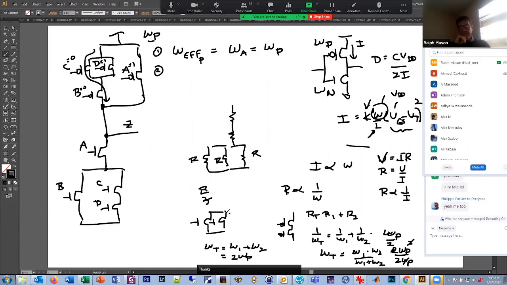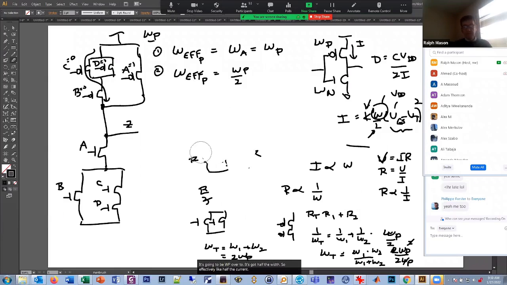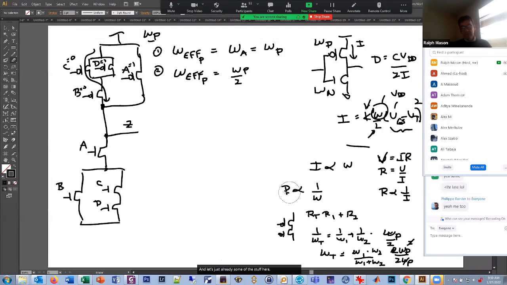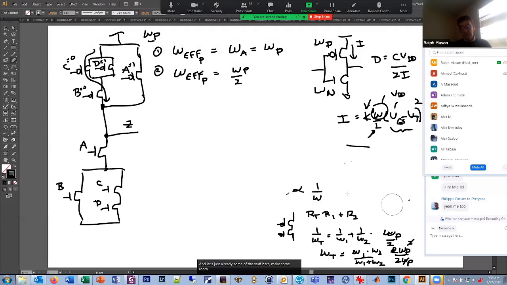Make sense? So getting back to our case, I'm going through two transistors of the same W. So the W effective equals WP over 2. It's got half the width, so effectively half the current. And let's just erase some of the stuff here and make some room.